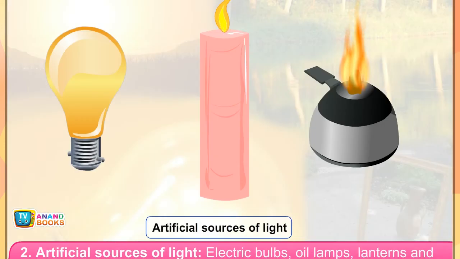Number 2. Artificial sources of light. Electric bulbs, oil lamps, lanterns, candles, etc. are some of the man-made or artificial sources of light.